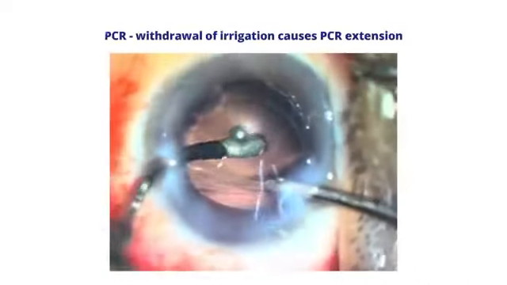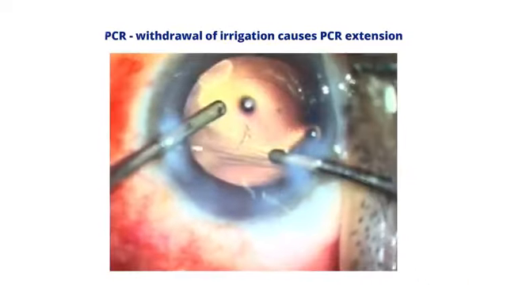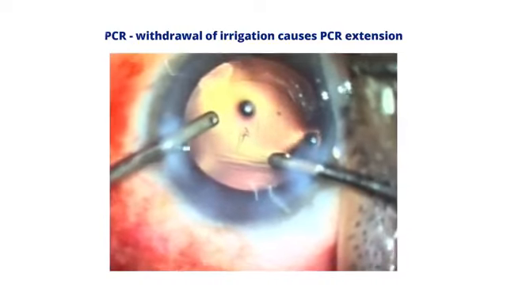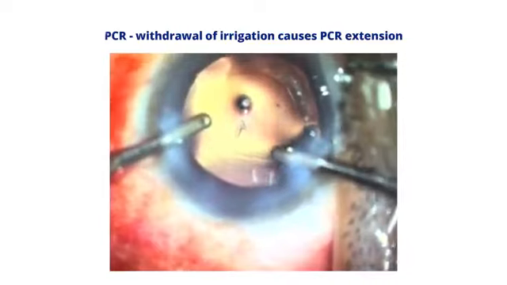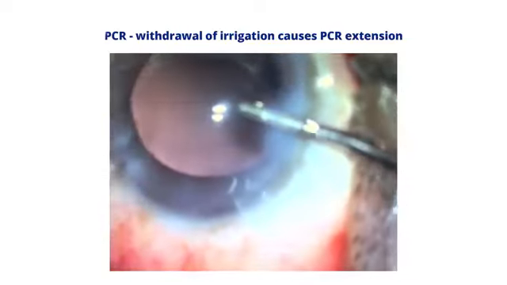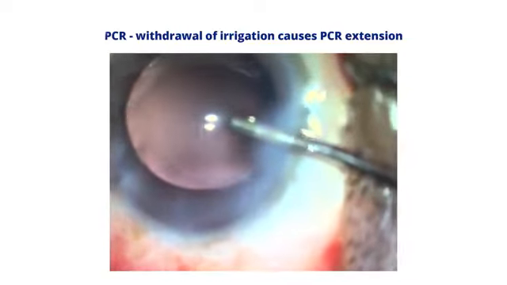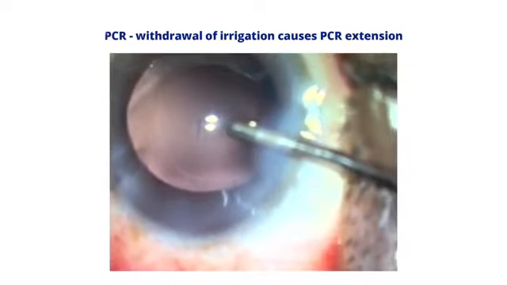Another tip I want to mention here is about the timing of withdrawal of the irrigation. As you can see here, when I am polishing the posterior capsule, there is a small rent that occurs. When I remove the aspiration cannula alone and still keep the irrigation flowing, you would find that it's flapping around over here, but there is no extension that occurs.